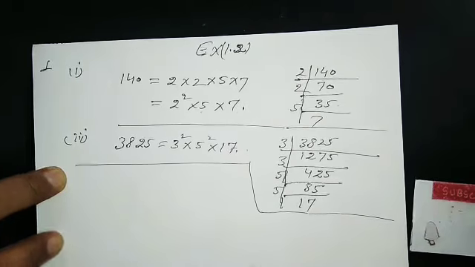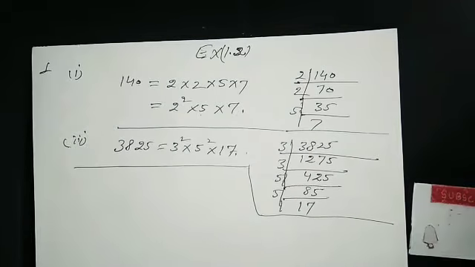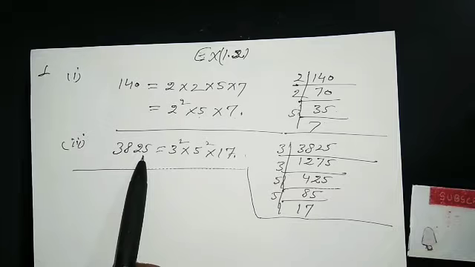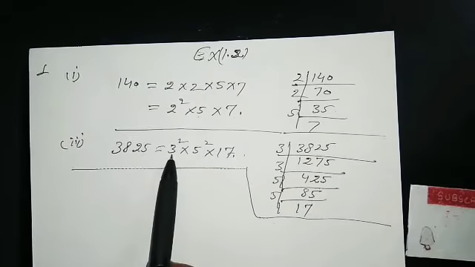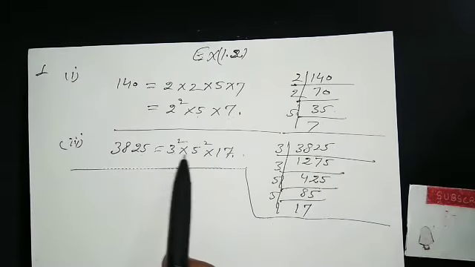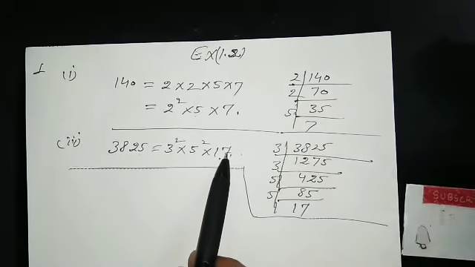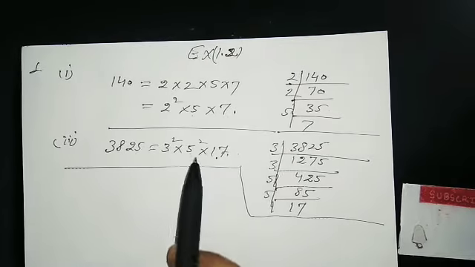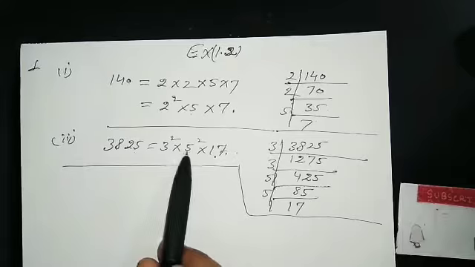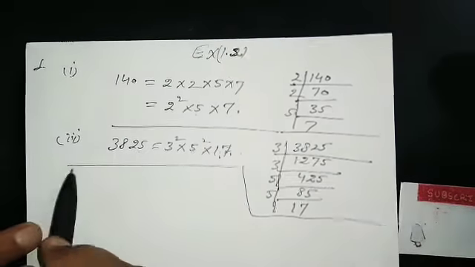So the fundamental theorem clearly says that every composite number can be written as a product of prime factors in a unique way. In a unique way, this representation will be unique.